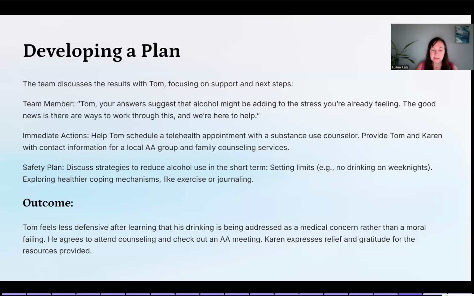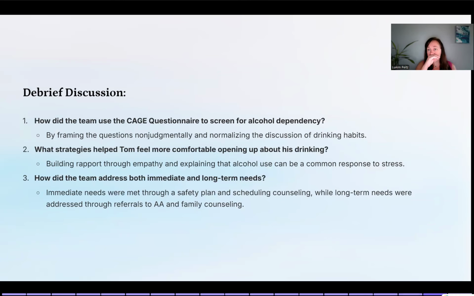Outcome. Tom feels less defensive after learning that his drinking is being addressed as a medical concern rather than a moral failing. He agrees to attend counseling and check out an AA meeting. Karen expresses relief and gratitude for the resources provided. Now, once again, with this scenario, this might not be a reason that you get called out to a call, but this is an example of how this skill could be used in maybe assessing something else at the call. Like addiction of someone maybe that was being called for domestic violence or something.